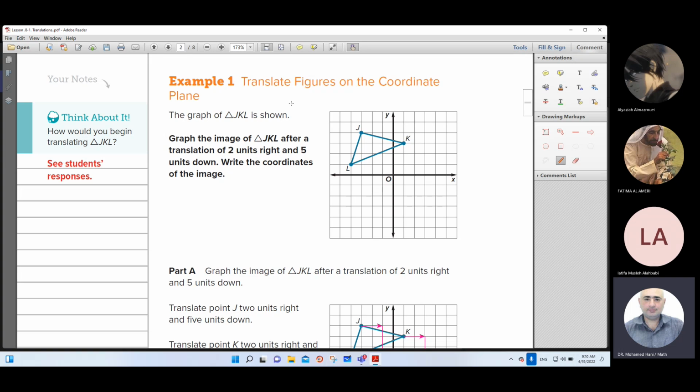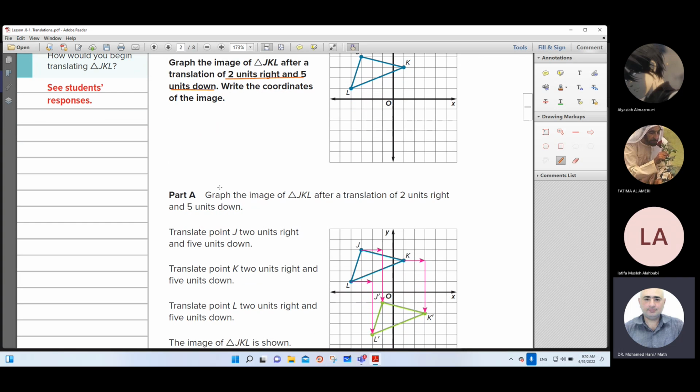Translate figures on the coordinate plane. The graph of the triangle JKL is shown. Graph the image of the triangle JKL after a translation of 2 units right and 5 units down. Write the coordinates of the image. So what do I do in this case? The first part, graph the image of the triangle JKL after a translation of 2 units right and 5 units down.